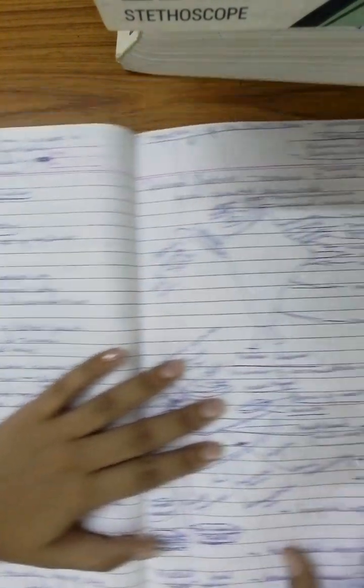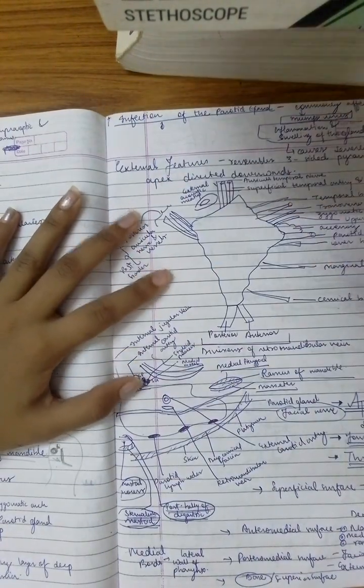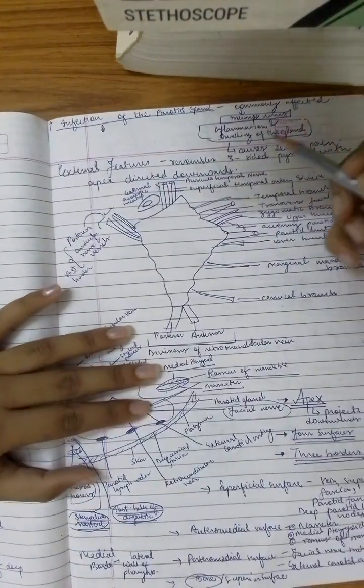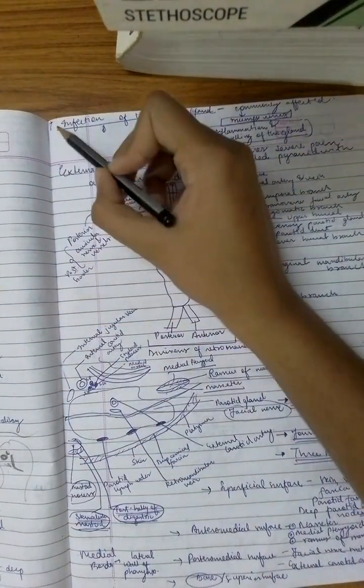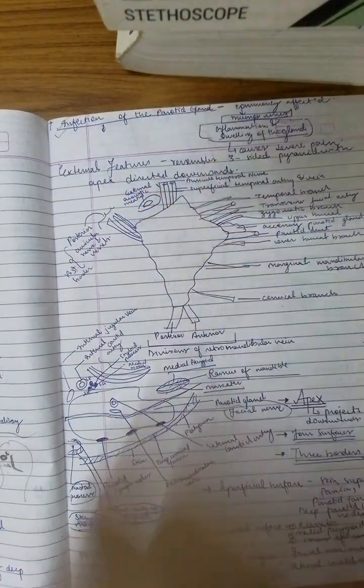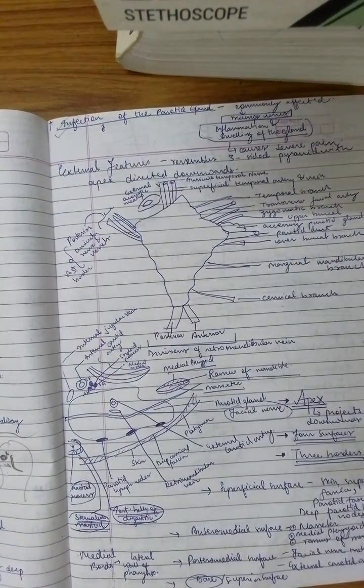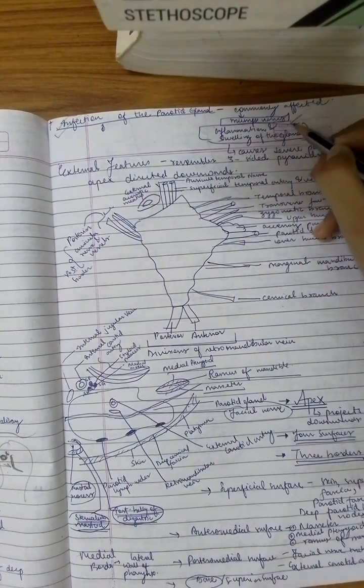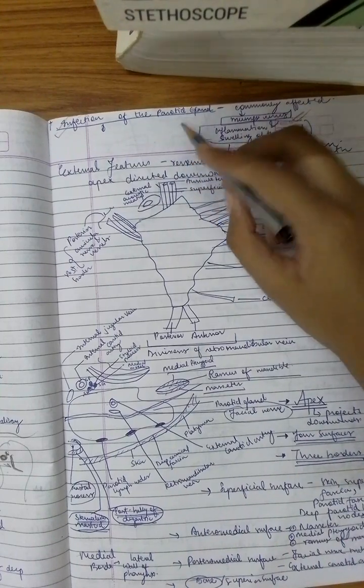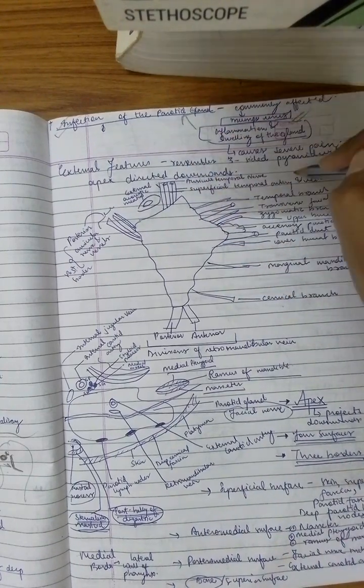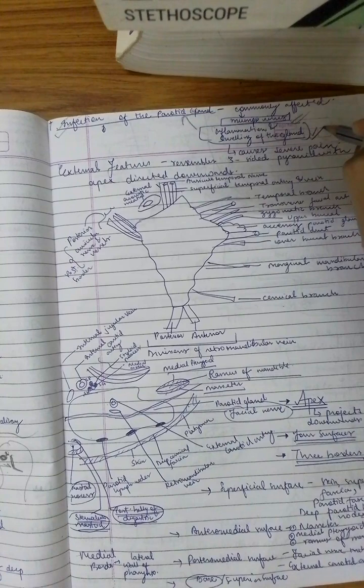Next, I'm going to tell you about one clinical correlation, that is infection of the parotid gland, like in mumps. With the mumps virus, the commonly affected gland is the parotid gland, and inflammation and swelling of this gland occurs. This causes severe pain.